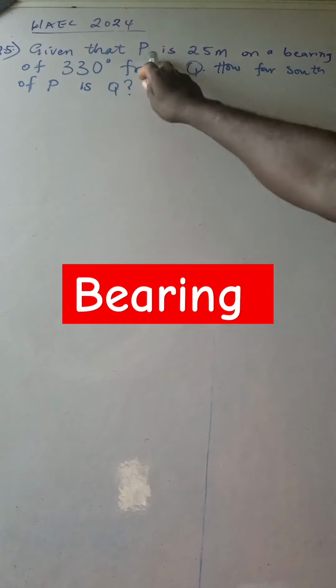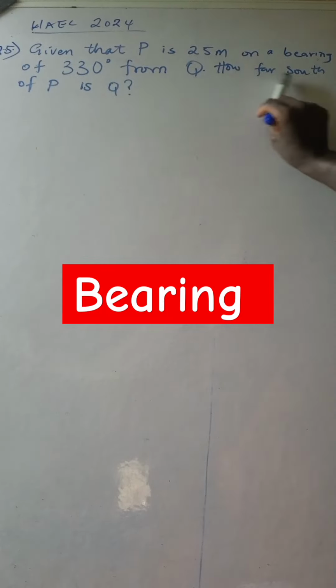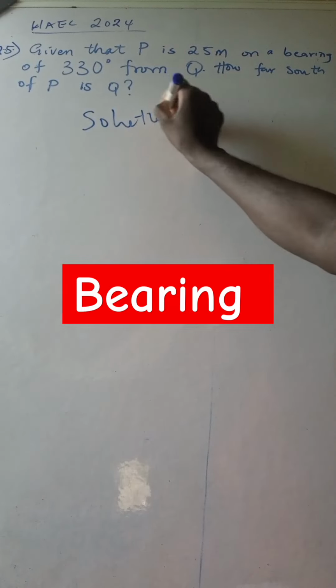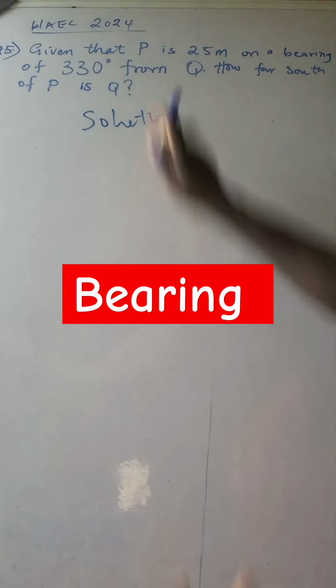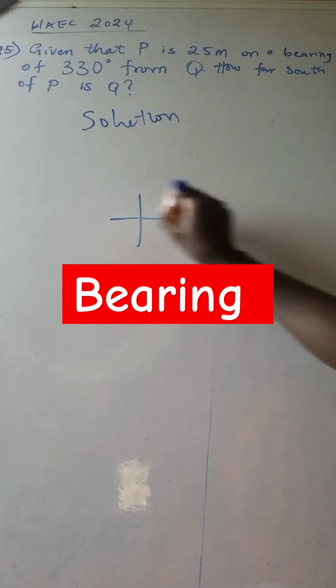Number 25. Given that P is 25 meters on a bearing of 330 degrees from Q, how far south of P is Q? Solution. I always like to draw the town that comes after "from" first. It helps you a lot. So we're going to draw Q first.